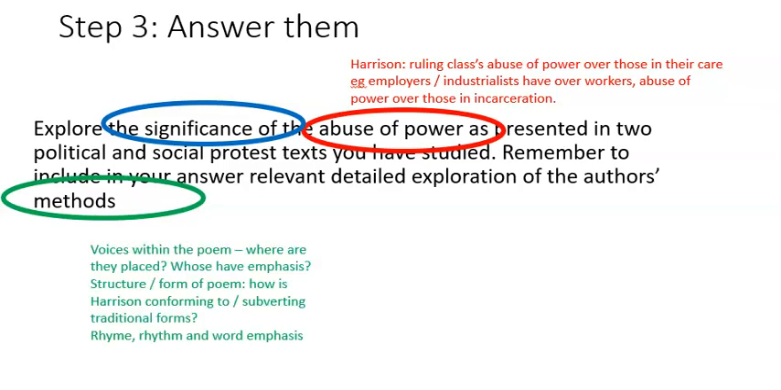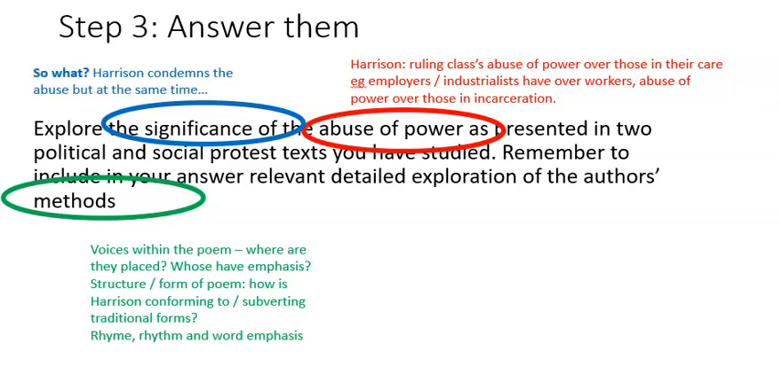I then need to start thinking about that writer's specific methods. Because we're at A-level lit now, I don't want to be thinking so much in terms of little language features. I want to be thinking of the bigger picture a little bit more. So if I was thinking about Harrison, I know that he uses a lot of different voices within his poems, so I'll be thinking about where they were placed within the poem and whose have emphasis. You might want to think about the perspective from whom your text is written, the structure or the form of the poem and how Harrison is conforming to or subverting those, and I'll be thinking about rhyme and rhythm and word emphasis. Obviously, depending on your writer, your methods might be different.